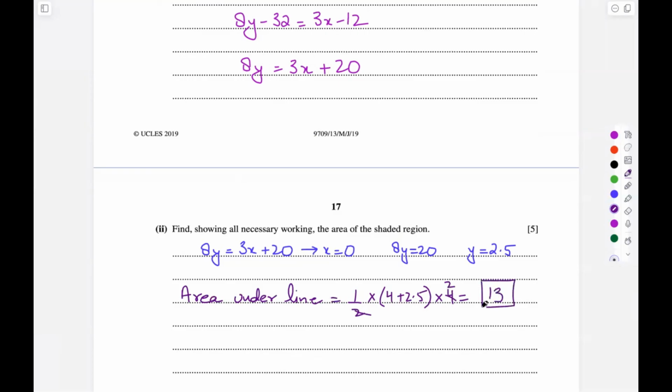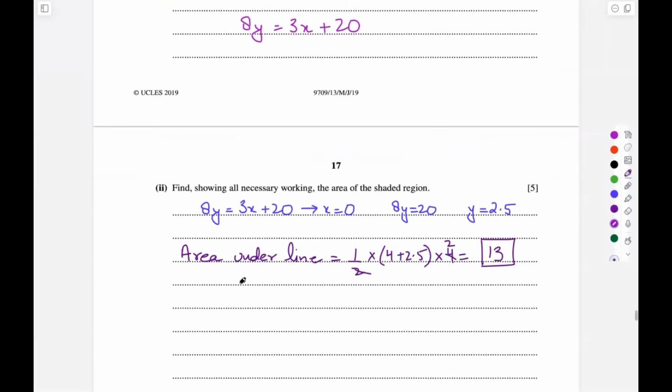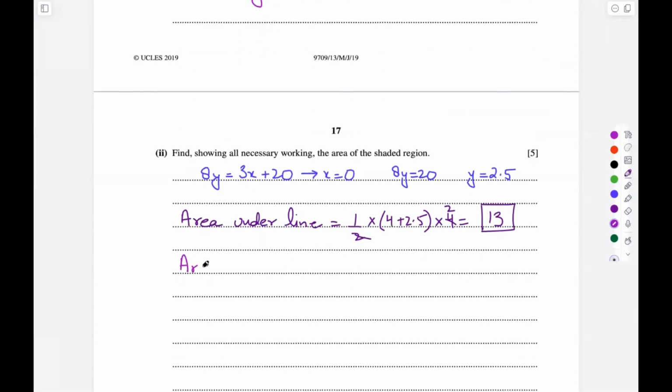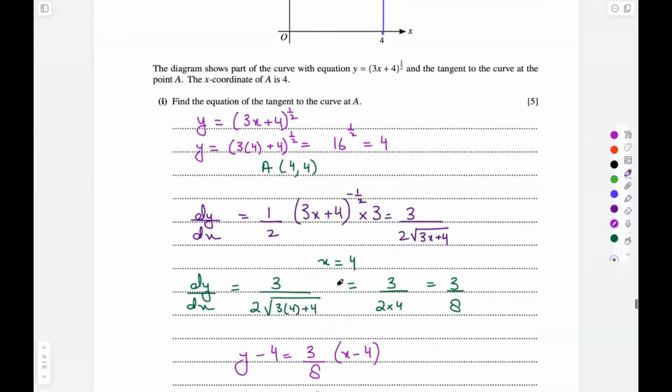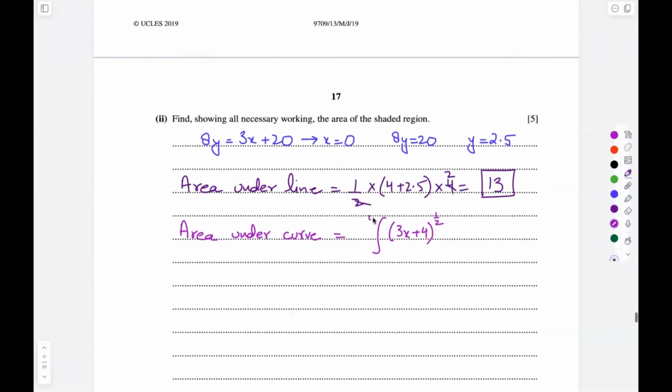So the area under the line will be 13. Now to find the area under the curve, we will integrate the equation of the curve and apply the limits 4 and 0. The equation of the curve was (3x plus 4) to the power half, and as it is from 0 till 4, the limits will be 4 and 0.